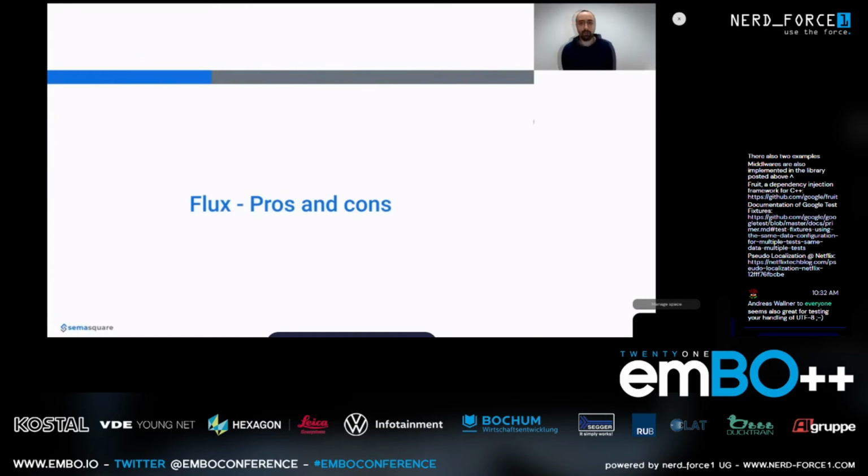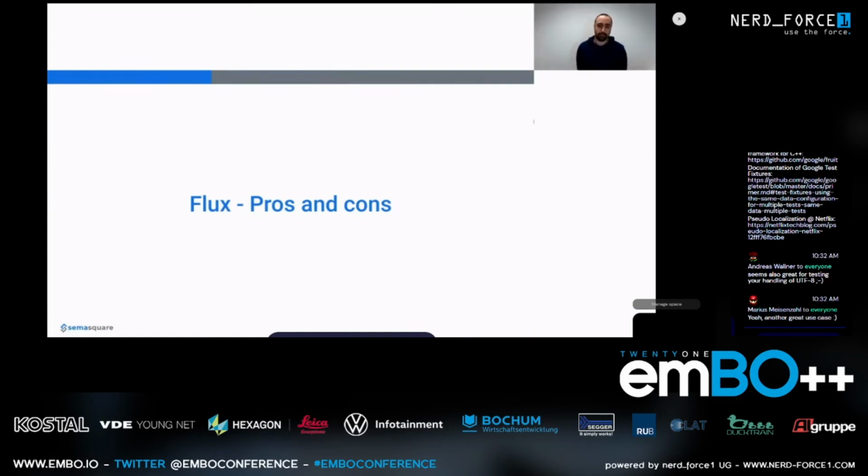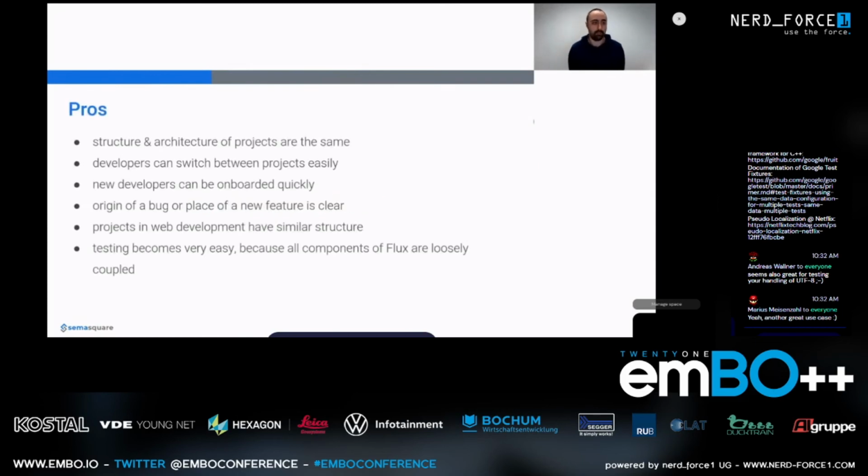Okay, let us now look at the advantages and disadvantages of the Flux pattern. So pros: the structure and the architecture of projects are always the same, and developers can switch between projects easily. Also new developers can be onboarded quickly because of the same structure of the projects. The origin of a bug or the place to implement a new feature is mostly clear to developers. Projects in web development have a similar structure to our embedded projects. And testing becomes very easy because all components of Flux are loosely coupled, and you can easily write tests as you have seen before.